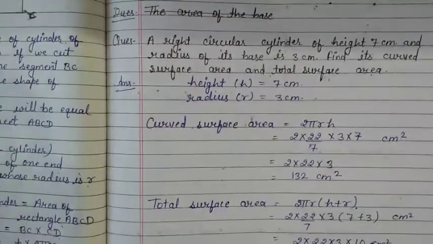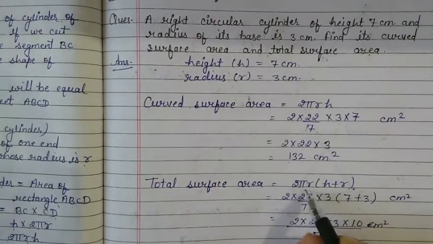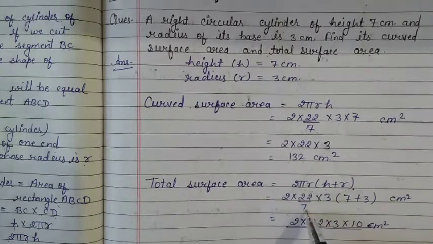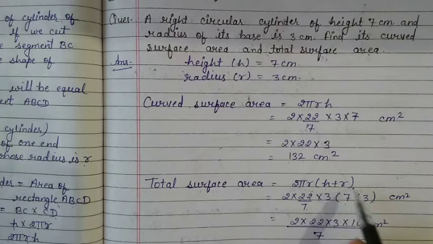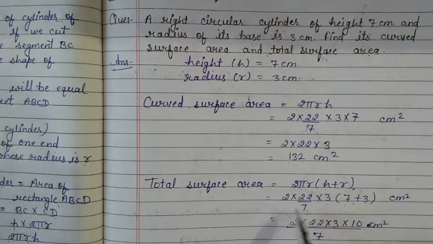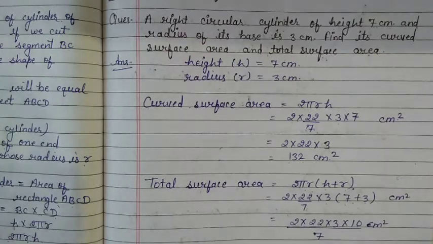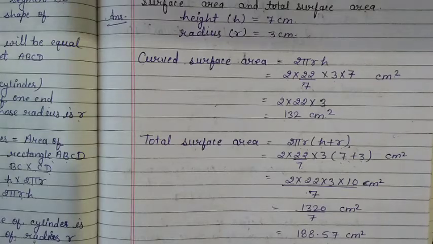Okay, now we will find the total surface area. Total surface area of a cylinder equals 2 pi r (h + r). Pi equals 22 upon 7, r equals 3, h equals 7. Firstly, we will solve this bracket: 2 into 22 into 3, and 7 plus 3 equals 10, upon 7. When we solve it, we get our answer 188.57 centimeter square.